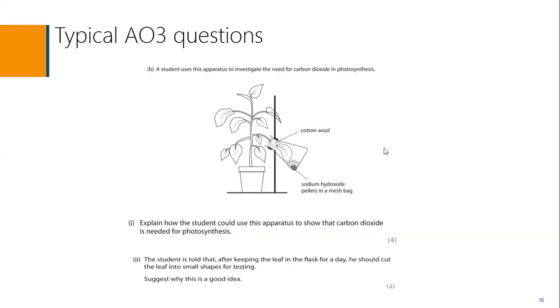So you've got an experimental situation. It's a practical that you will most likely have done. So it says explain how this apparatus can be used to show that carbon dioxide is needed for photosynthesis. Straightforward application of what you've done. That is AO2. And then the bottom part, when you're suggesting why it's a good idea, that is looking at reliability. So it's an experimental method. So that is AO3.